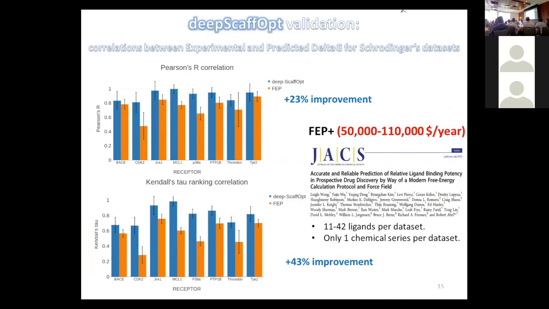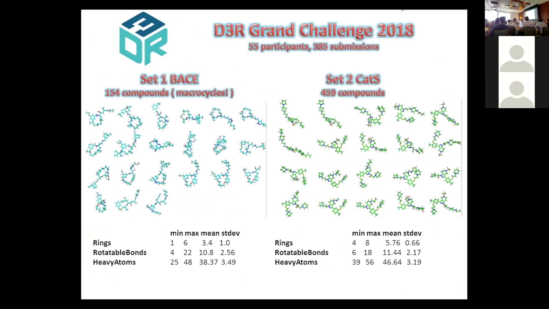I went further and compared deepScaffOpt with the performance of the widely used free energy perturbation model from Schrödinger. And I used the 8 protein-ligand datasets from the publication as a blind test set. And as you can see with the blue bars, with deepScaffOpt, I was able to obtain, on average, a 43% improvement in Kendall tau ranking correlation, which is the most important metric in lead optimization.